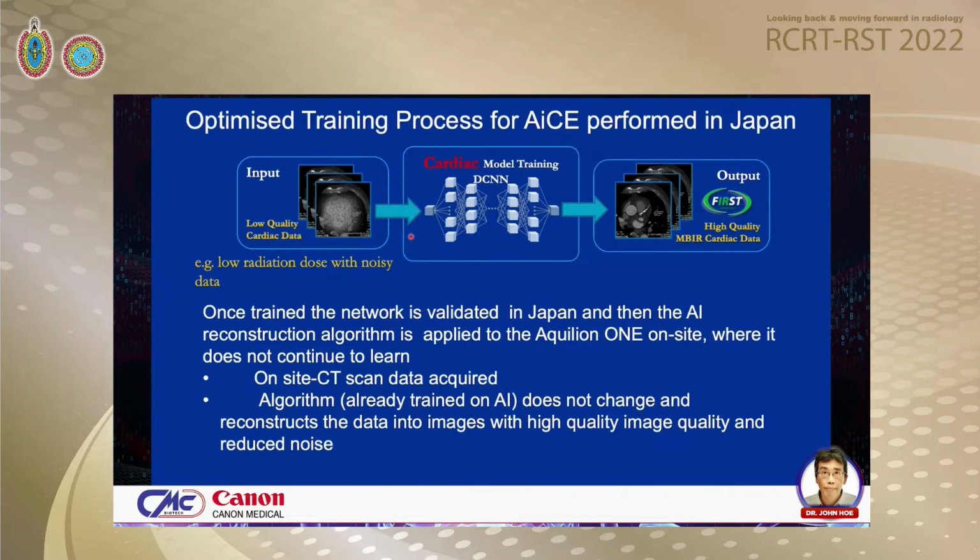As I said, once the network is trained and validated, and this is done in Japan, then the AI reconstruction is applied to the scanner on site, where it does not continue to learn. So once you scan a patient, the on-site CT data scan is acquired. The algorithm, which is stored on that computer that I showed you earlier, already trained on AI, does not change and reconstructs the data immediately into images with high image quality and reduced noise.